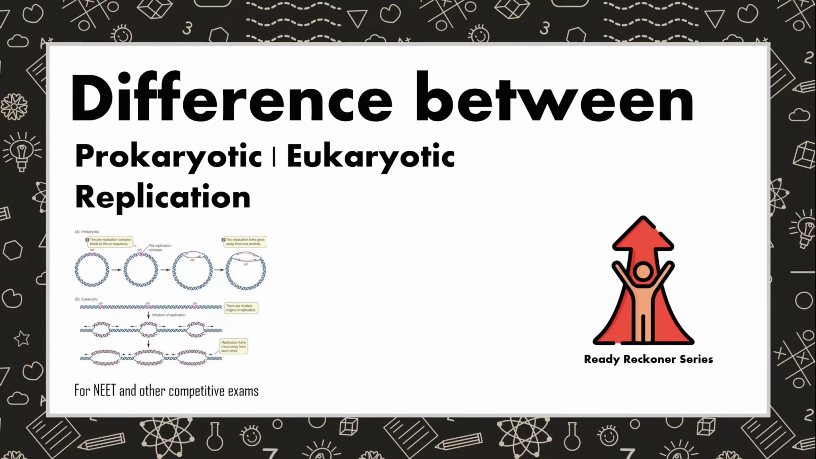Both prokaryotic and eukaryotic DNA replicate in a semi-conservative manner. However, there are few differences between the prokaryotic and the eukaryotic DNA replication process based on their size and complexity in the genetic material. So let's see those differences.